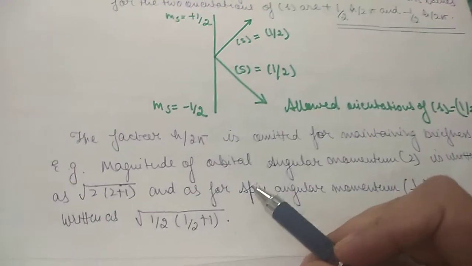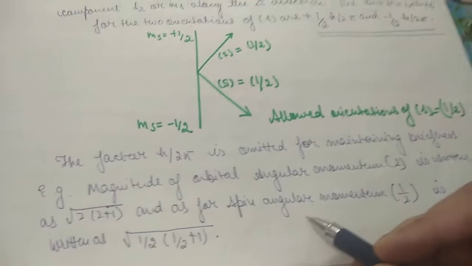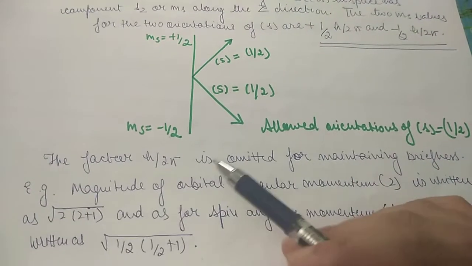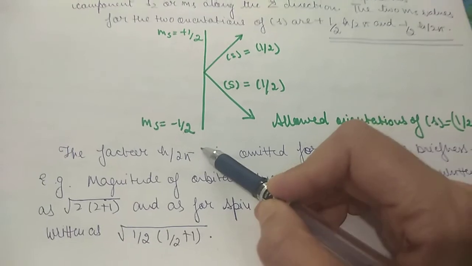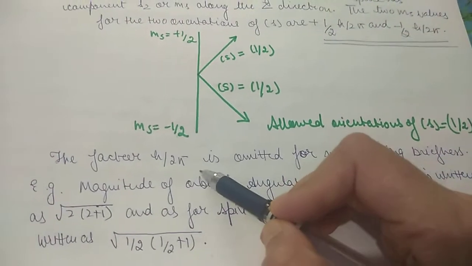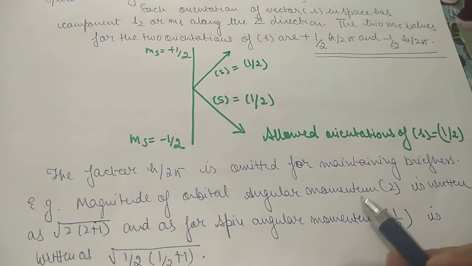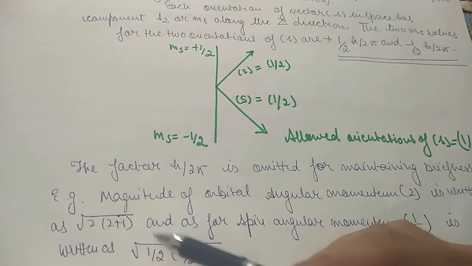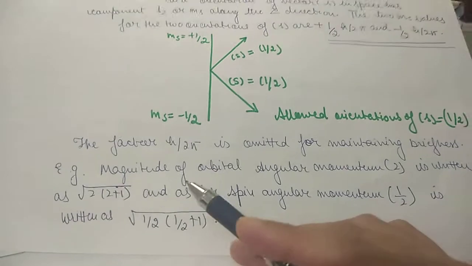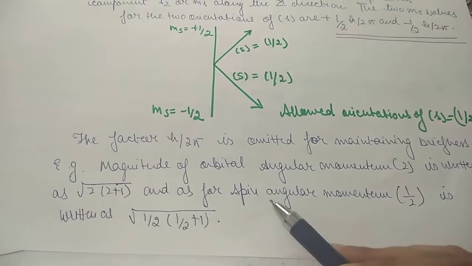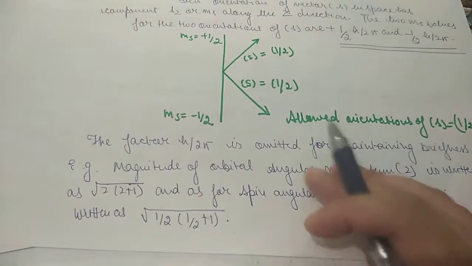Generally the value of the S depends upon the clockwise or anti-clockwise rotation of the electron around its own axis. So the factor h upon 2 pi is omitted. When we consider spin angular momentum, h upon 2 pi is considered, but for brevity we can omit it. We can just write that the magnitude of angular momentum can be written as under root 2 into 2 plus 1 h upon 2 pi. It is a common value which we are writing here, the magnitude, right? So we can write it without h upon 2 pi also. And for spin angular momentum 1 by 2, we can write it as 1 by 2 into 1 by 2 plus 1, without omitting h upon 2 pi.